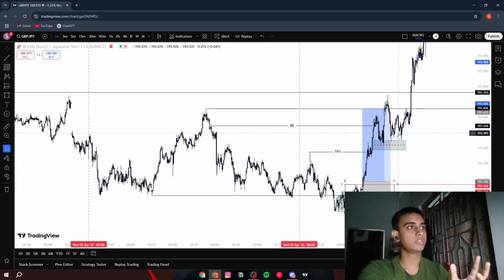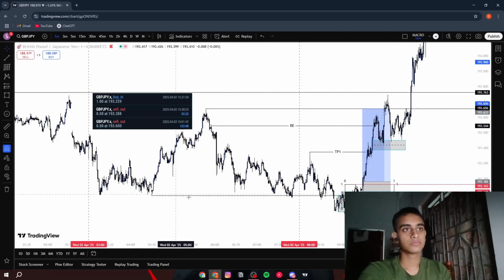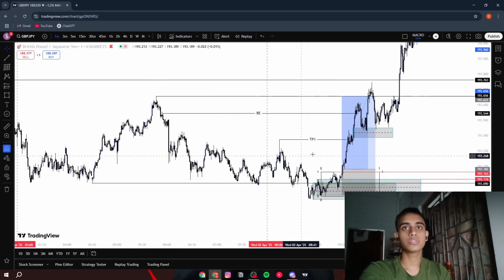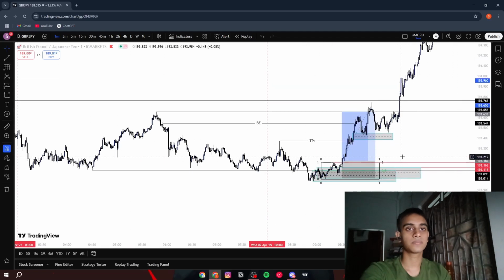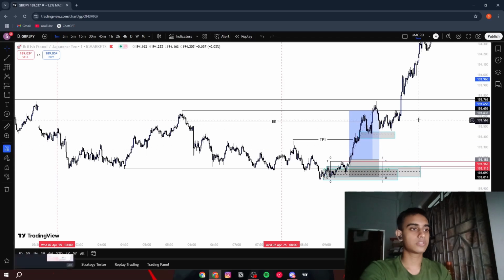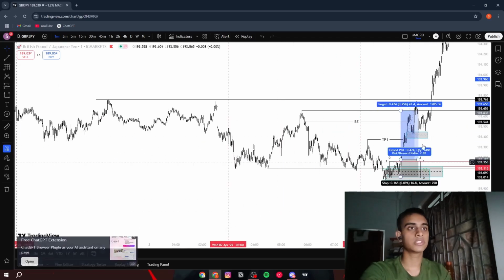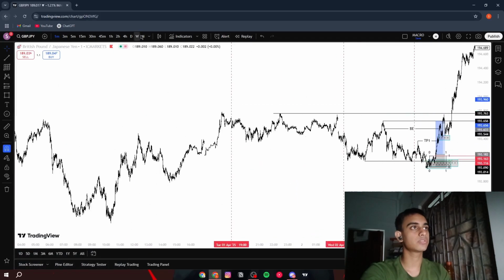I will put the MT5 history somewhere around here. So yeah, this was a trade that I took, and it went really well. So let's just look at the first trade that I took.